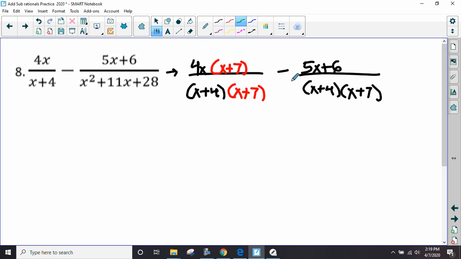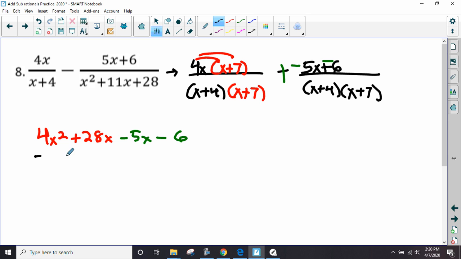Now, this one we're actually going to distribute negative 3. I'm going to change this to the plus, change these signs to negative. Don't worry, that color change will come here soon. So when we distribute right here, 4x squared plus 28x, okay, minus 5x, and then minus 6 all over our x plus 4, x plus 7.